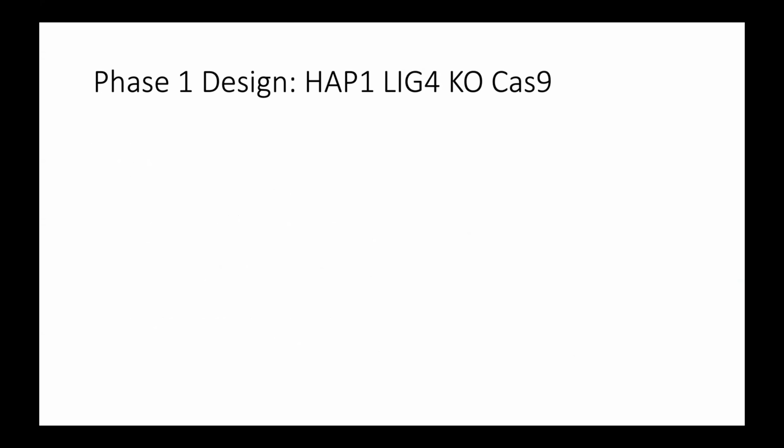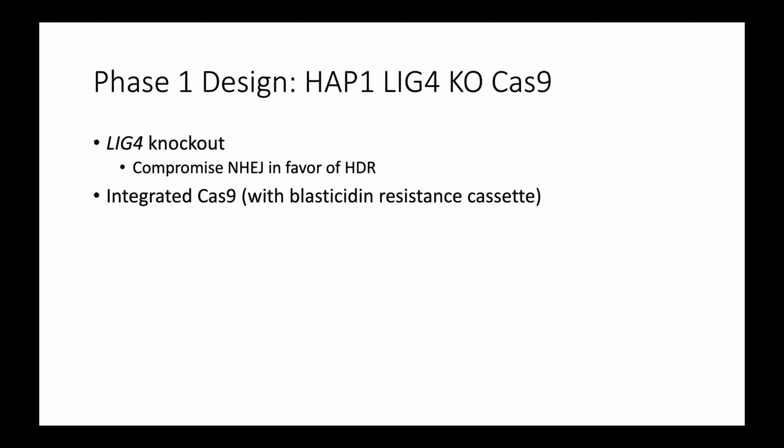So the actual design of the HAP1 LIG4 knockout Cas9 line: there's a LIG4 knockout that compromises non-homologous end joining in favor of HDR.